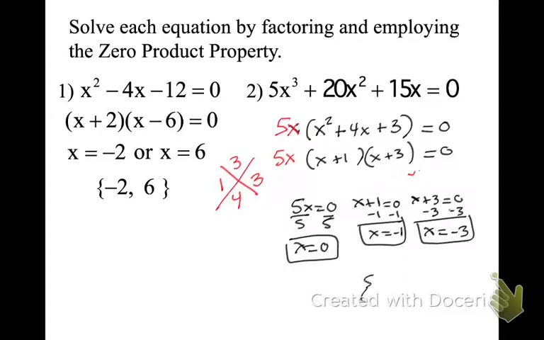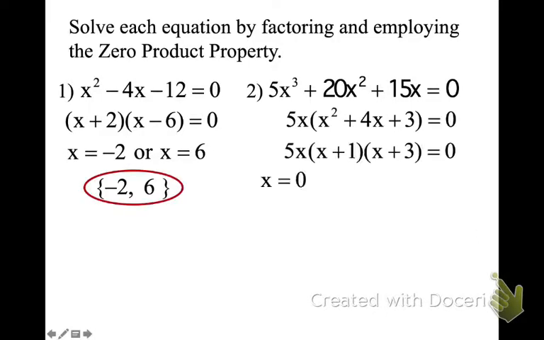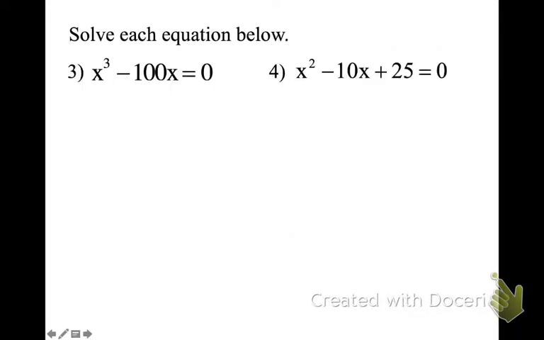And here we go. Our three solutions here are negative 3, negative 1, and 0. Okay? I do expect to see when you set them equal to 0, solving those equations. All right, why don't you pause the recording and try the next two on your own. Now let's check our work.